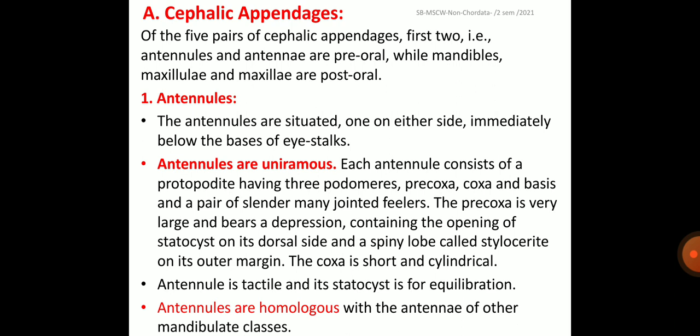The coxa is short and cylindrical, and the basis carries 2 long many-jointed whip-like feelers. The outer feeler is further divided into an inner smaller branch and an outer larger branch. So coming back to the function of antennules, the antennules are tactile, that is sensory to touch, and also since they bear the statocyst, these help in equilibration, that is balancing.